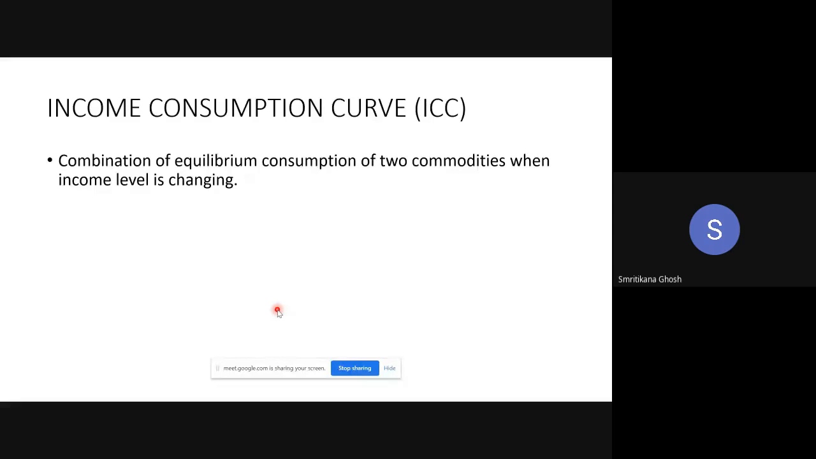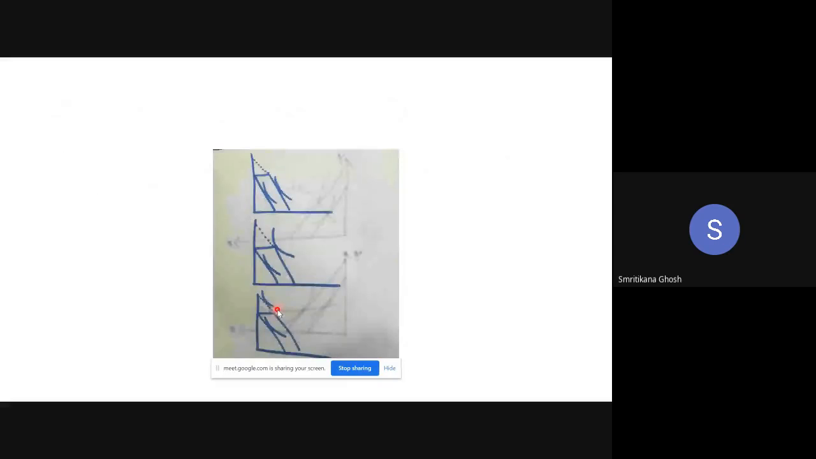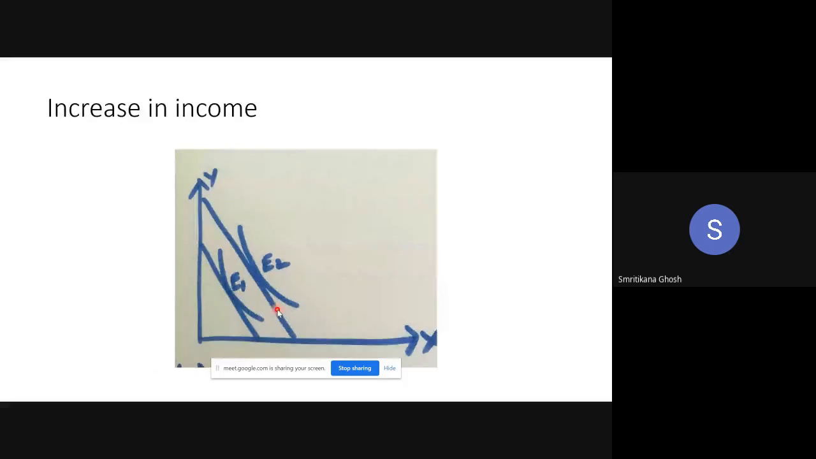Okay, so prices of two commodities remain constant. Only your income is changing. So as you have seen here, when your income is changing, the budget lines are shifting parallel. It may be upward, it may be downward, depending on the change in your income. But based on the different budget lines, you will get different equilibrium, right? Like E1 and E2 here. So you may have E3 here. So if you join all those equilibrium points, the line joining them is called the ICC.